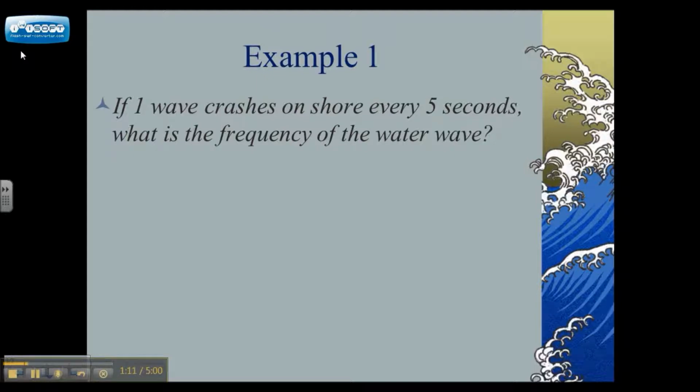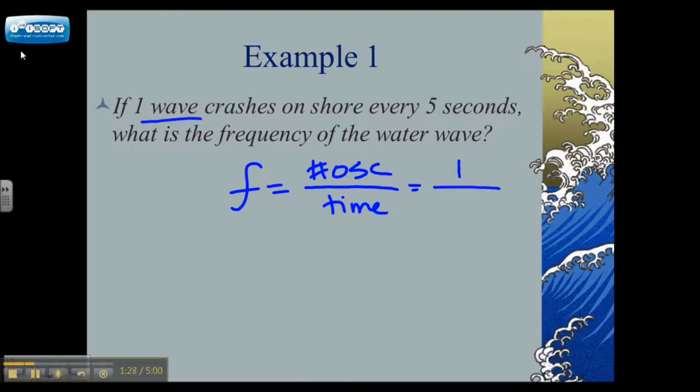One wave crashes on shore every 5 seconds, so what is the frequency? So we're going to find frequency by taking the number of oscillations and dividing by time. And so we have one wave, so we have one oscillation, and we have a time of 5 seconds. And so we get a frequency of 0.2 hertz. Again, since time is in seconds, we can use hertz.